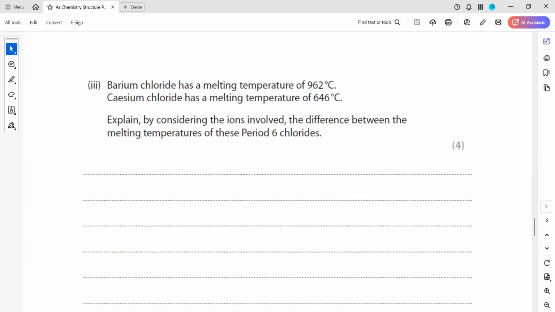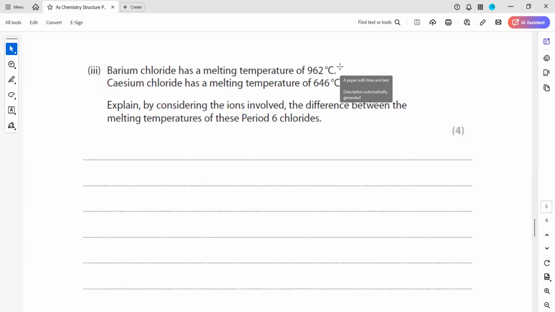Next is barium chloride, which has a melting temperature of 962 degrees Celsius, and cesium chloride has a melting temperature of 646. By considering the ions involved, explain the difference in the melting temperature for these period 6 chlorides.